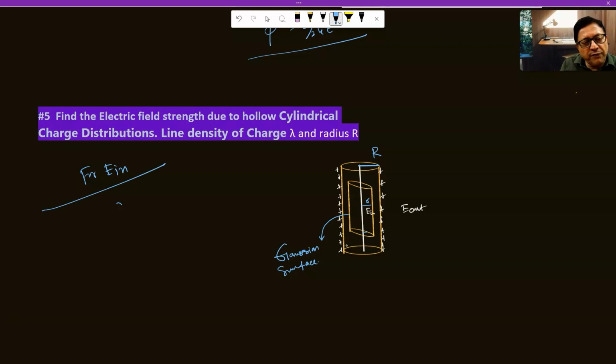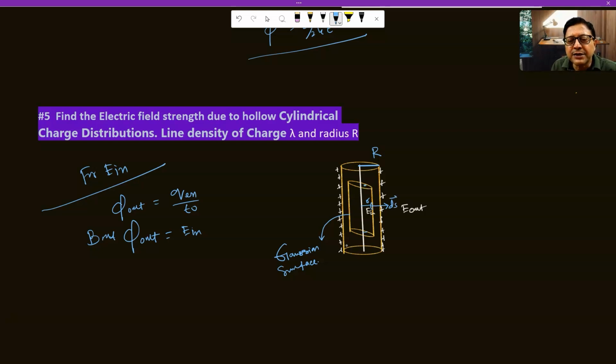we use Gauss law. Phi out equal to Q enclosed by E0. But phi out also can be written as what? Integral of E in dot dS. dS means that surface area. If you take here, surface area going to be this manner, and here if you take a surface, then this is positively charged. Lines of force will be radially outward direction. There will be no electric field this way.